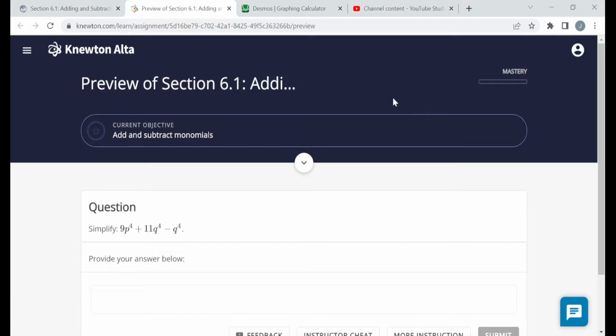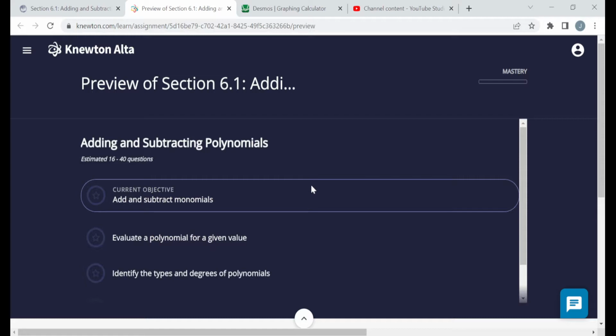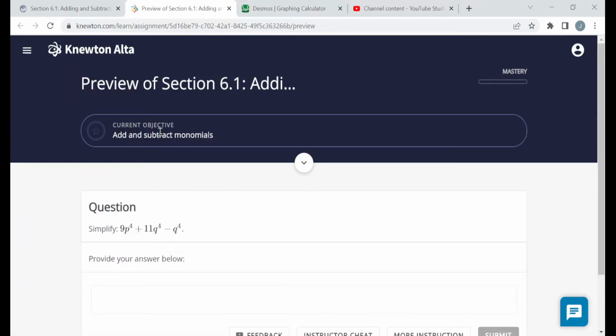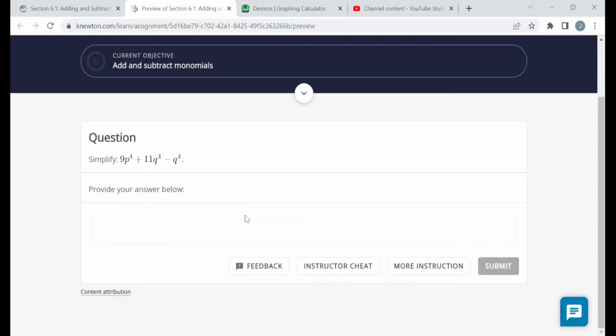Now on your assignment page you should be seeing the title, the mastery bar, which tells you how far along you've gotten, and the objectives. Looks like there are 4 objectives for this particular assignment. Under the current objective, you'll have a question related to that objective. And at the bottom of every question, you should be seeing a feedback button where you can send feedback to Knewton if you wish. You will not see this instructor cheat button. No, it's instructors only. But you will have a more instruction button.